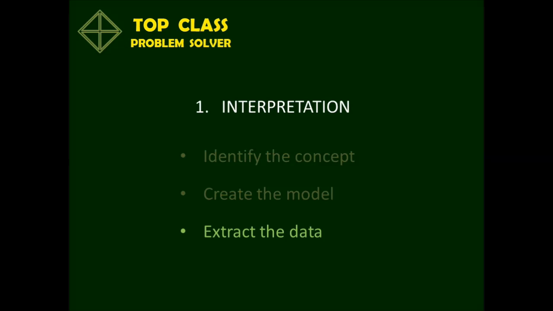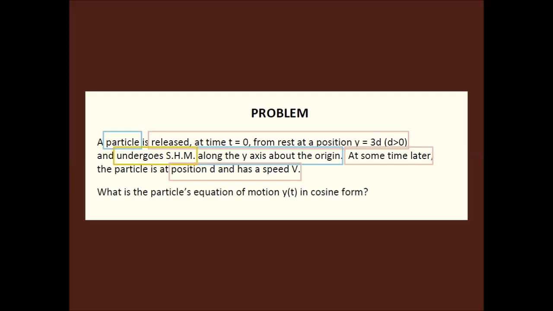The third step of the interpretation is to extract the data carefully from the problem. In this problem, we are told that the particle is released at time t = 0 from rest, and from this given position y = 3d. We are also told that at some time later, it has a position of d and a speed of v.